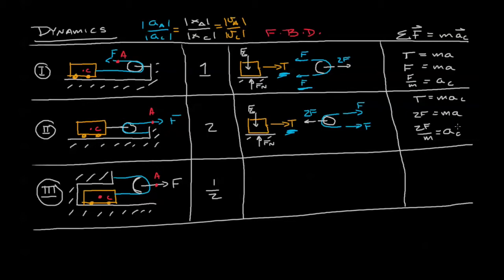Interestingly, we also see that the acceleration of the cart is now twice as much as it was in scenario 1. And one can intuitively understand that, because with our applied force, we're doubling the effective applied force on the cart, so the cart's going to accelerate twice as fast.